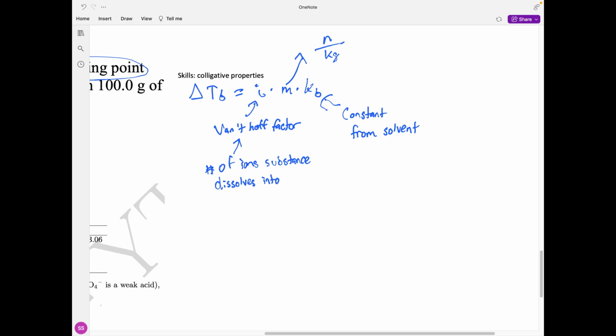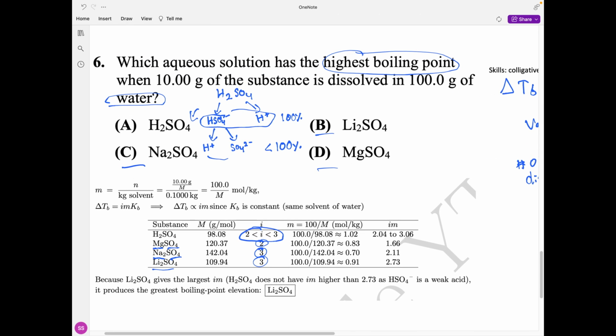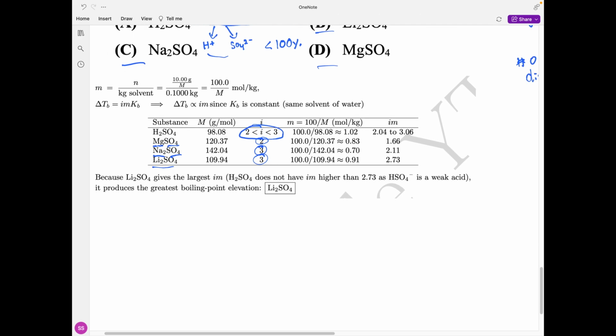Right now we have a tie between sodium sulfate and lithium sulfate because they both have a Van 't Hoff factor of 3. So we're just going to look at the molality here. Essentially, the molar mass of Li2SO4 is less than the molar mass of sodium sulfate, so the molality is actually going to be higher.